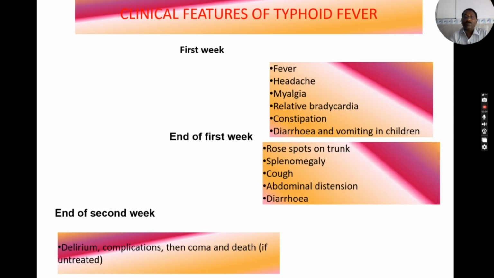So the same thing: at the end of the first week, we will have the rose spots, splenomegaly, dry cough, abdominal distension, and the diarrhea.